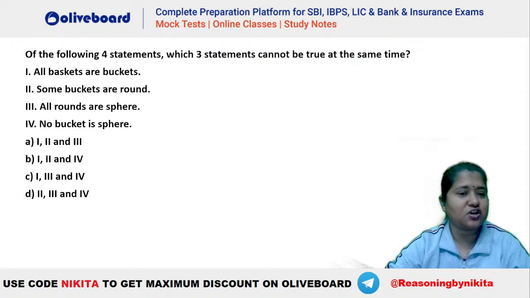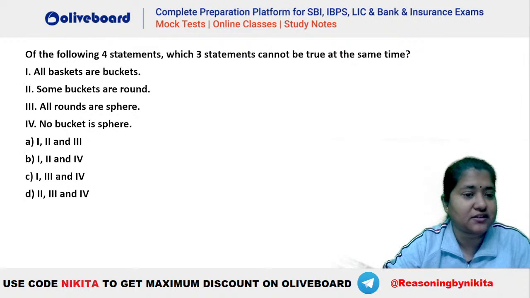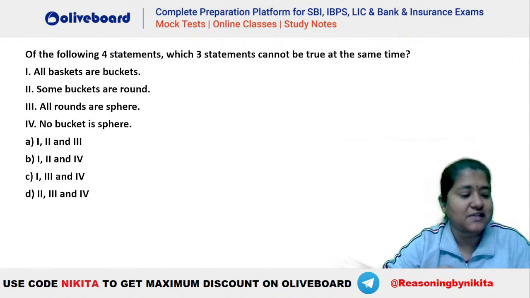So the question is, which of the three cannot be true together? That means they will be contradicting each other. So if you draw the diagrams using two statements, the third will automatically contradict the first two. So the diagram using these three cannot be drawn. That is the question.